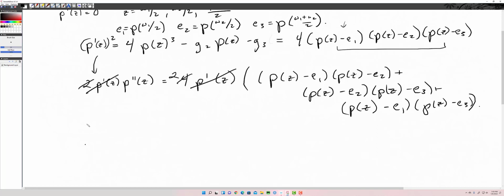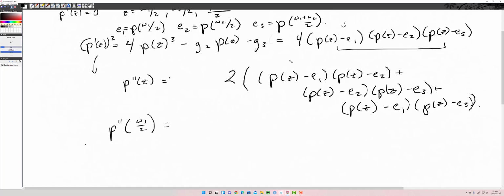Maybe I won't rewrite, actually. Let's just stop for a second and take a look at this. Maybe I'll clean this up here. That's the better way to do this. We have 2 over here. We killed off all this stuff over here. Now what we're interested in is a value that looks like this: P prime prime of omega 1 over 2. So what is that? Well, I'm plugging in omega 1 over 2 anywhere I see a Z.